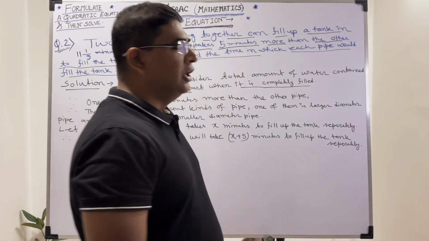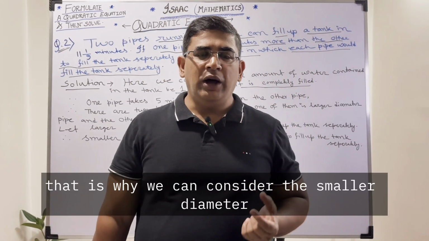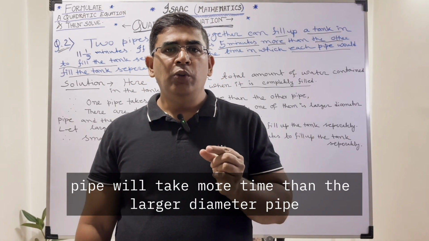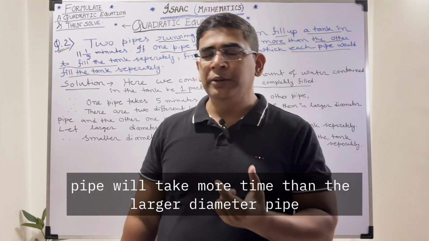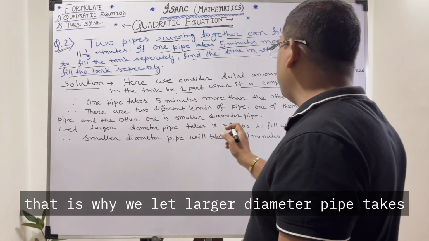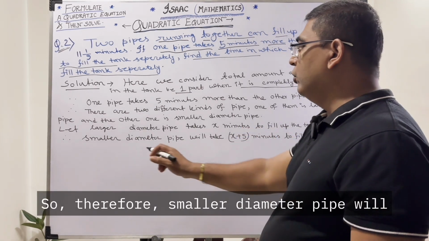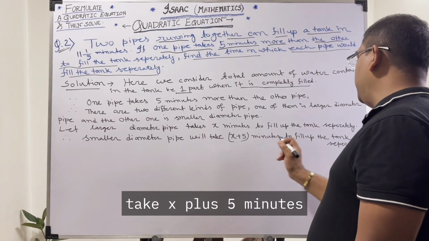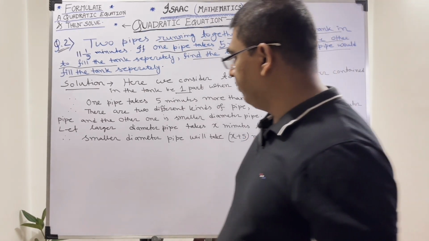Okay, since there are two different kinds of pipe, the smaller diameter pipe will take more time than the larger diameter pipe. That is why we let the larger diameter pipe take x minutes to fill up the tank separately. So therefore, the smaller diameter pipe will take x plus 5 minutes to fill up the tank separately. Okay.